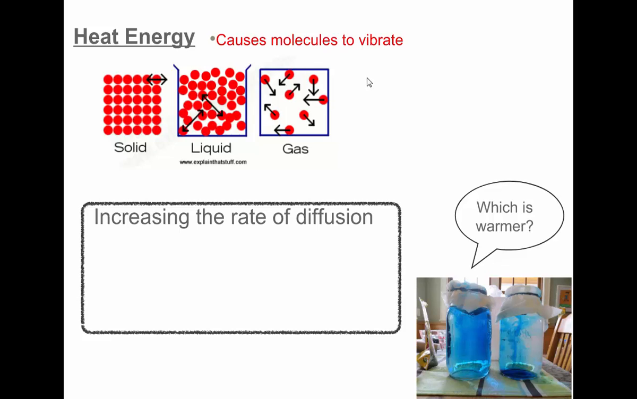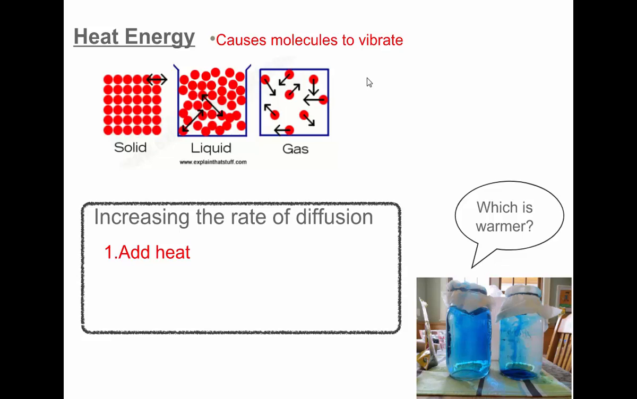That's why I used warm water when I was making my salt solution, so the salt would dissolve more quickly. So we could increase the rate of diffusion, how quickly molecules diffuse, by adding heat to a substance.